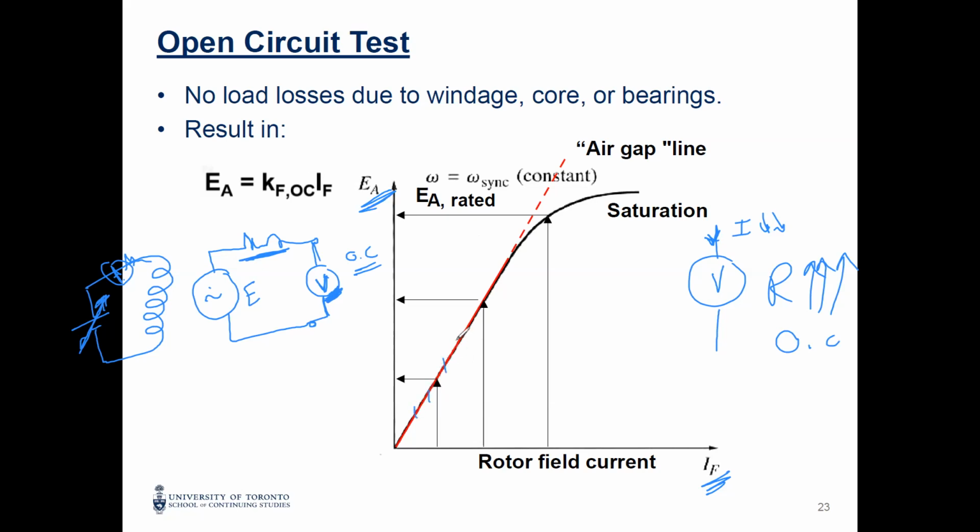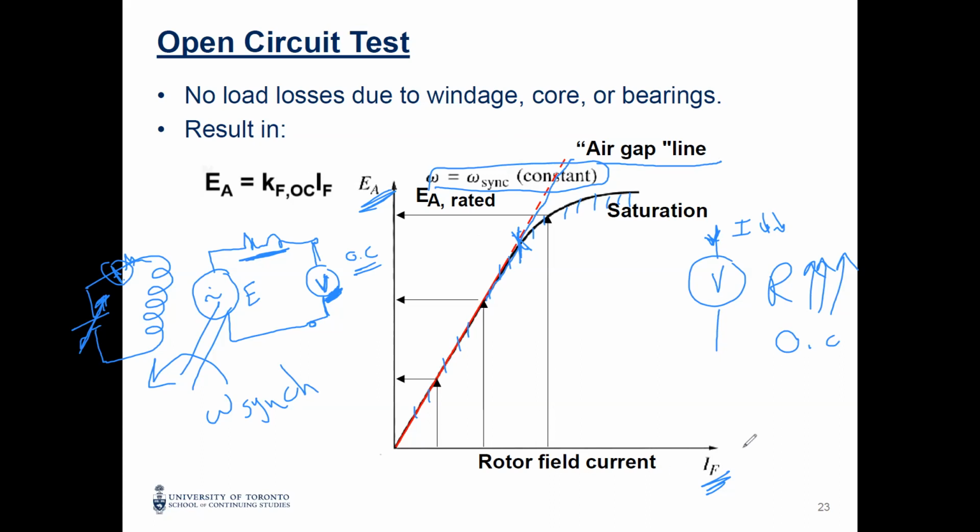So you get some points here, right? Until you reach the saturation. By the way, this straight line, we call it the air gap line. This is important to show you the beginning of the saturation and the knee point. One important thing here is that we rotate this machine at the synchronous speed during this test. Okay. So this is the first test.